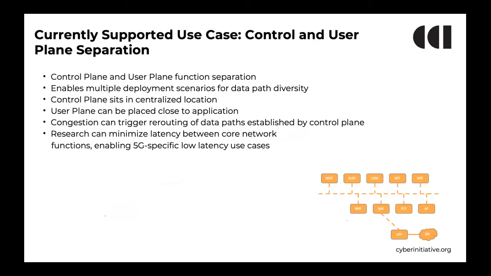So the evolution from 4G to 5G introduces support of control and user plane function separation. This decoupling enables the data forwarding component to be decentralized, allowing deployment and scaling so that packet processing and traffic aggregation can be distributed to the network edge. This decentralization also enables multiple deployment scenarios for data path diversity. In practice, this means the control plane can sit in a centralized location while the user plane is placed close to the application. CUPS-related research can minimize latency between core network functions, enabling 5G-specific low-latency use cases.